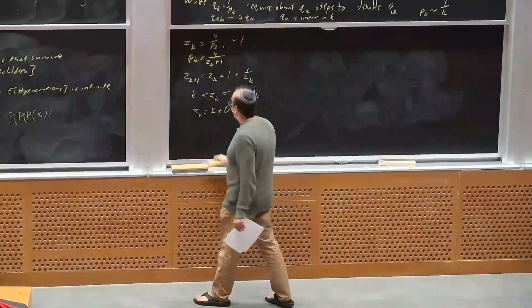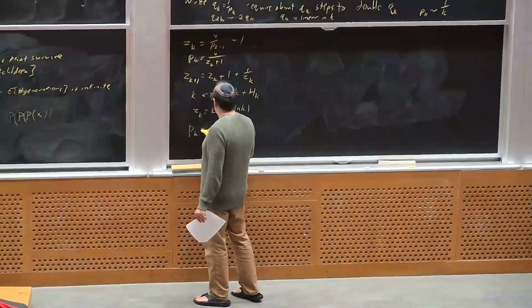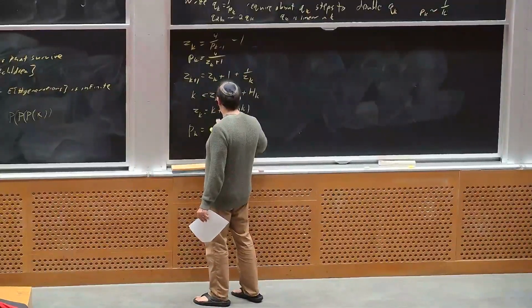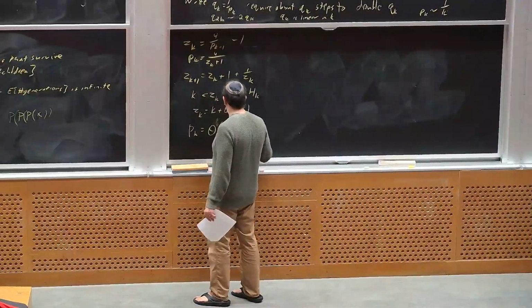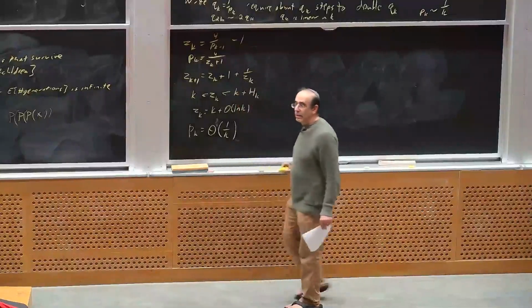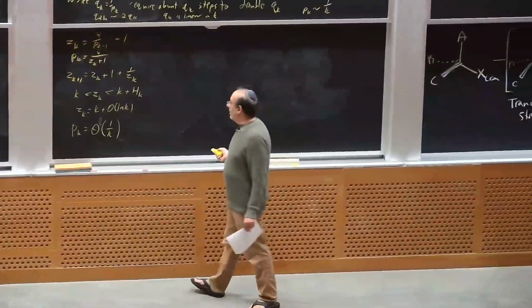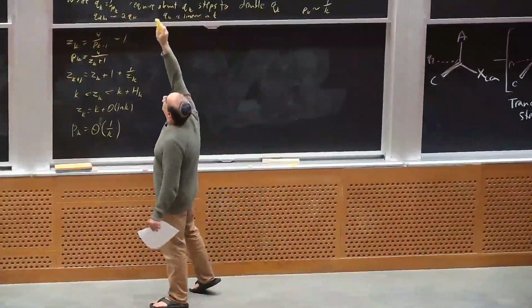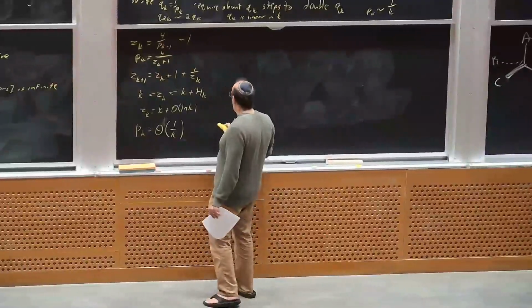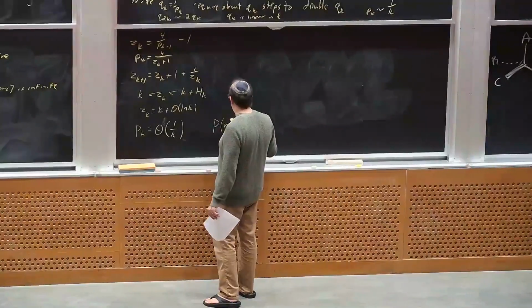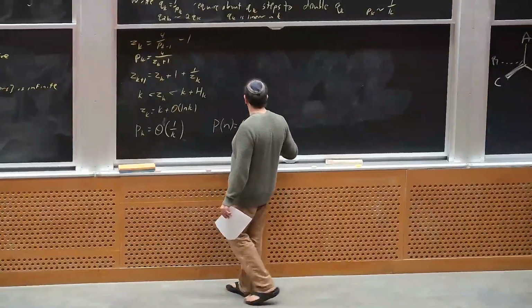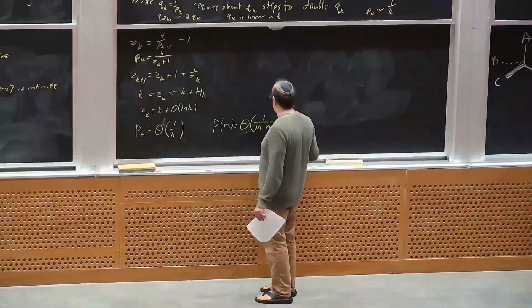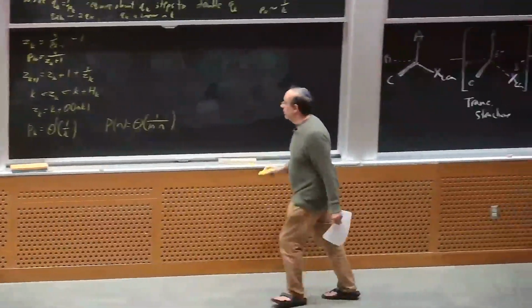And now we go back and plug that in for pk, and we find out that pk is theta of 1 over k. But pk was p of square root of 2 to the k, so that tells us that p of n is theta of 1 over the natural log of n, or of 1 over log n.